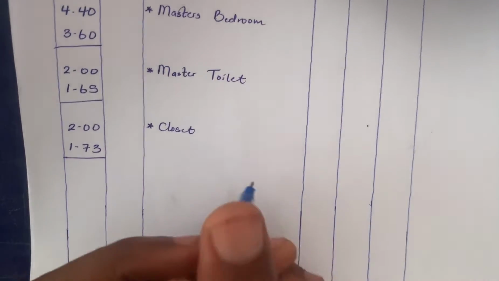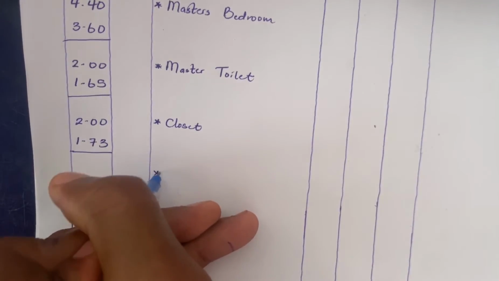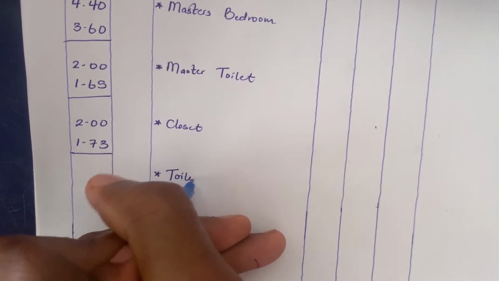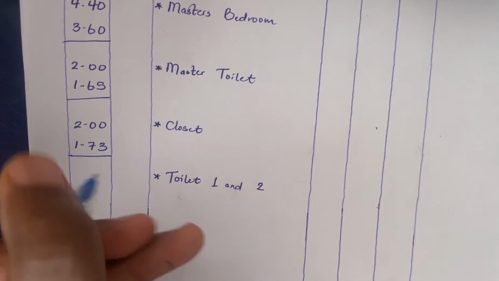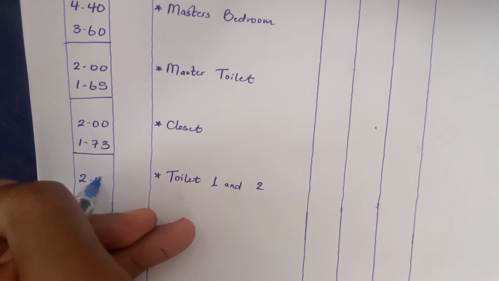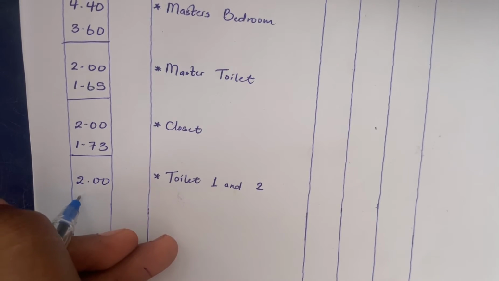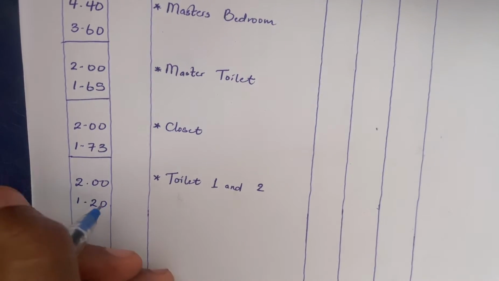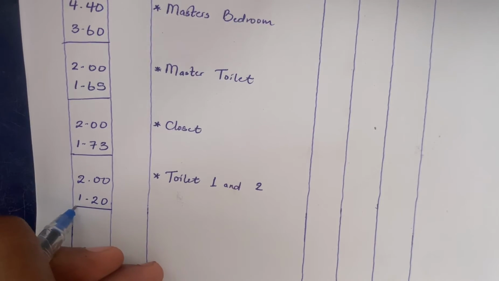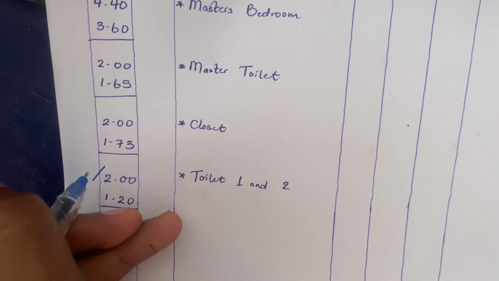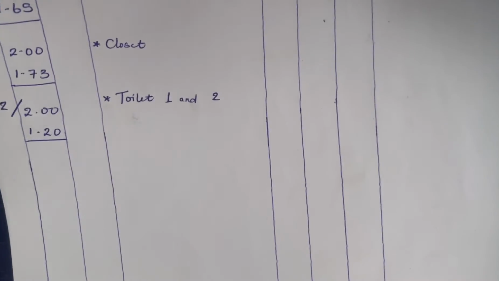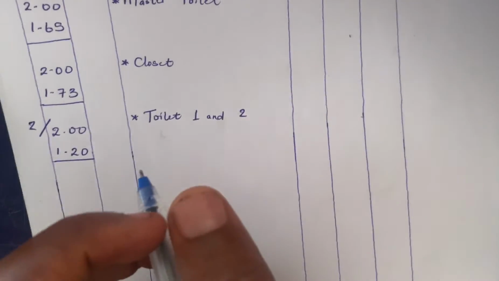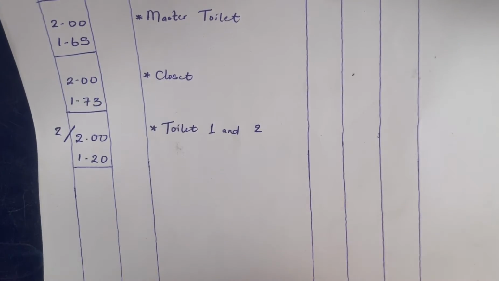We will do that by saying this: toilet 1 and 2. The length is 2,000, that's 2.00, and the width is 1,200, that's 1.20. Then we close, and then you multiply it by 2. So on doing that, you've booked for toilet 1 and 2. Then next would be the lobby.